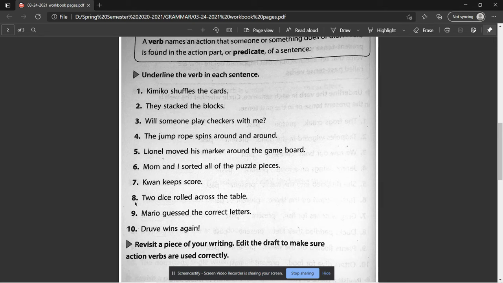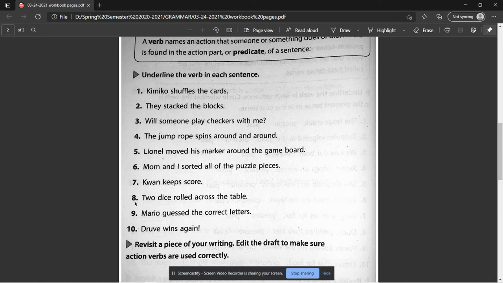It's more about describing how the dice rolled, or in this case, where the dice rolled. So the dice rolled across the table. It's giving me more details about the dice, right? So no, across doesn't really indicate action. Only the word rolled.